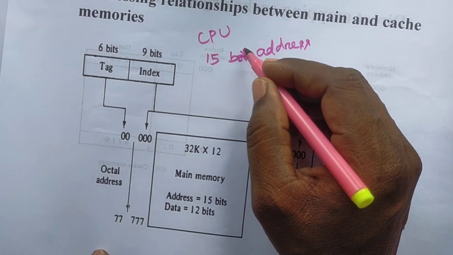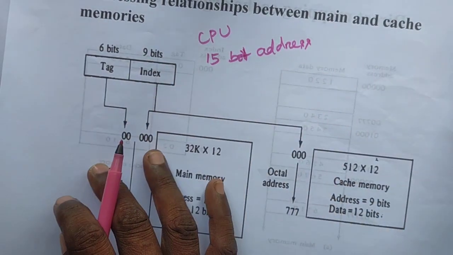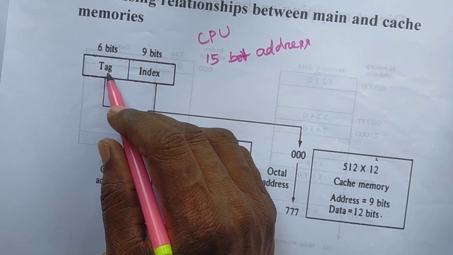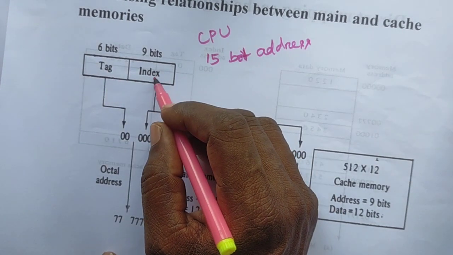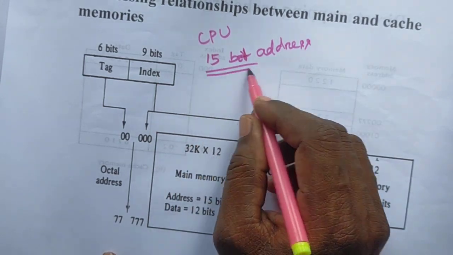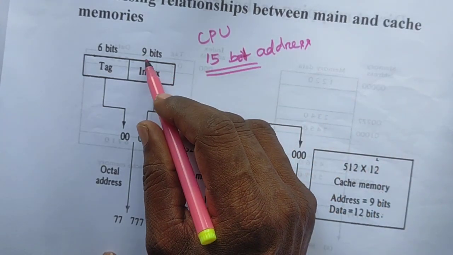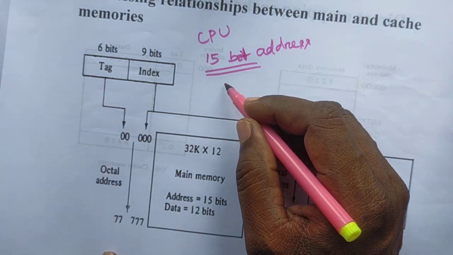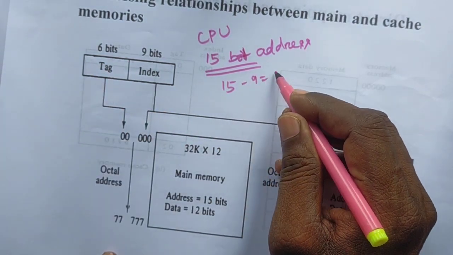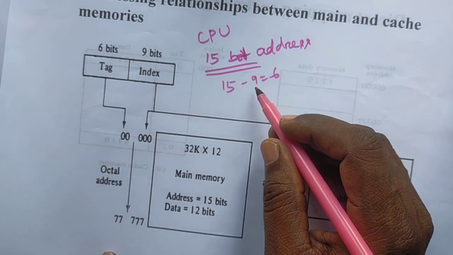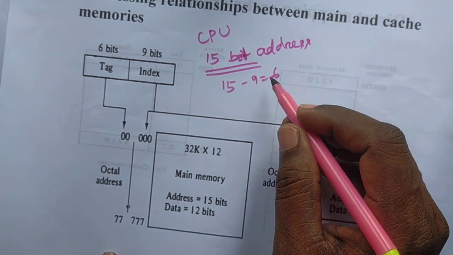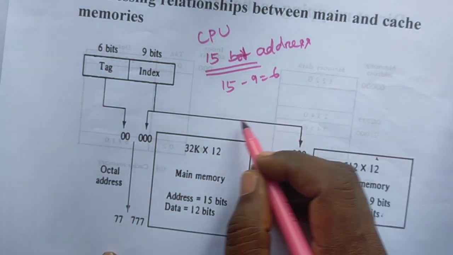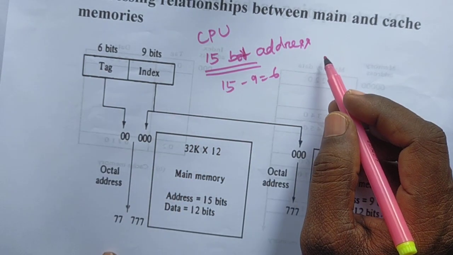The CPU's 15-bit address is divided into two parts. One part is the index part, and the other part is the tag part. Suppose the index part is k bits. Here, 9 bits for index and obviously 6 bits for tag, because 15 minus 9 is 6. So 9 bits for index and 6 bits for tag. The total sum is the 15-bit address.